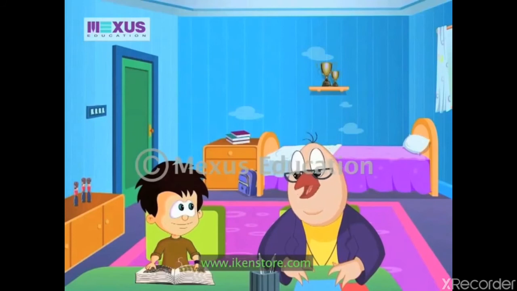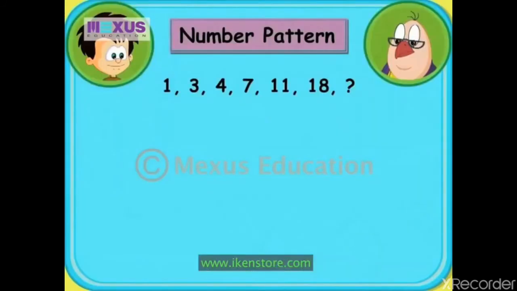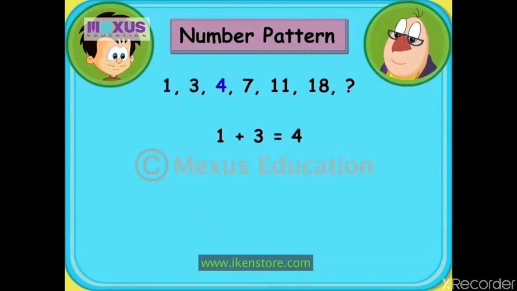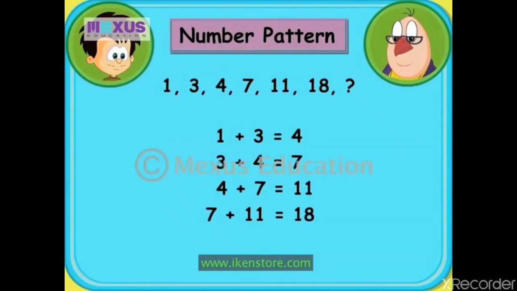Now, let's try another pattern. 1, 3, 4, 7, 11, 18. Now this looks tricky. Here's how. We add the previous number to the current number to get the next number. So what's the next number after 18? The next number is 11 plus 18 equals 29.